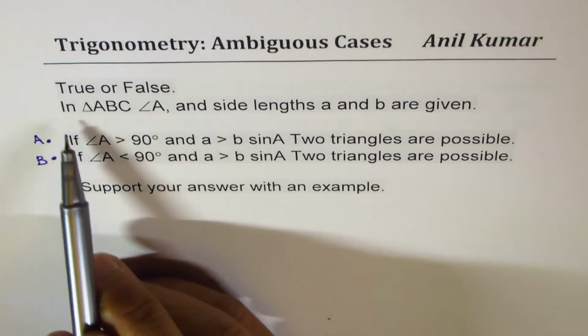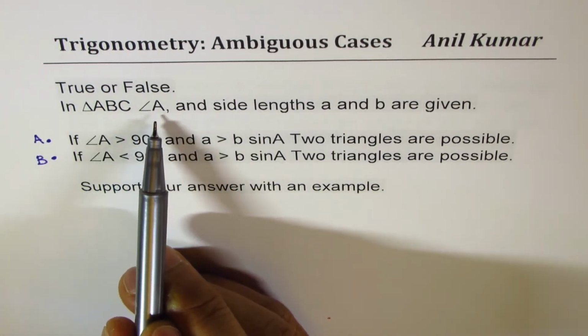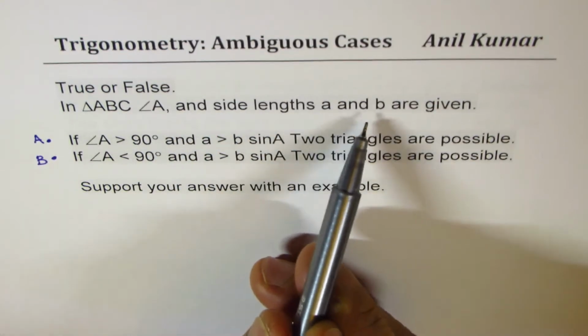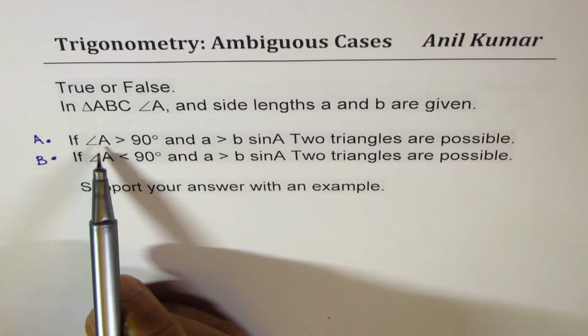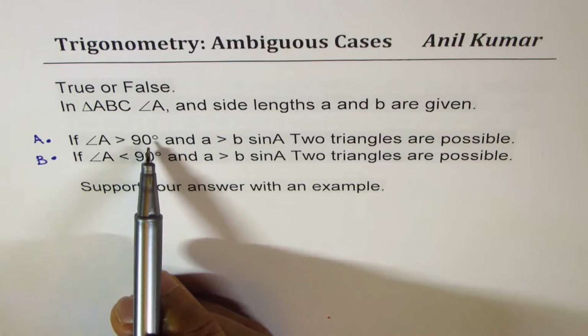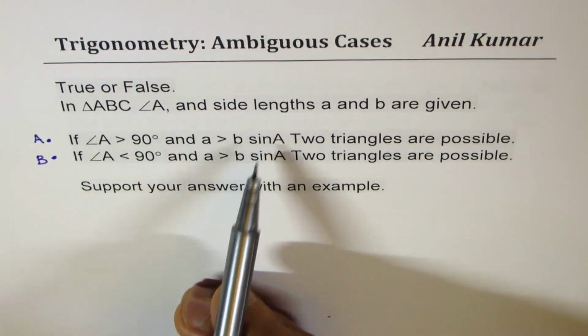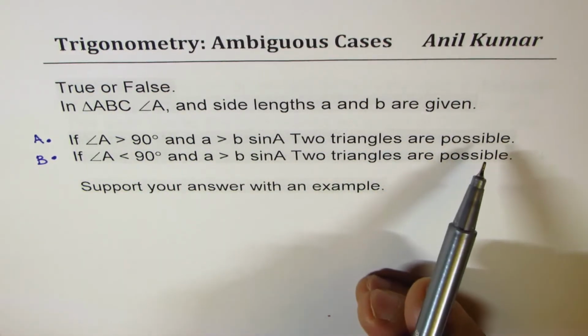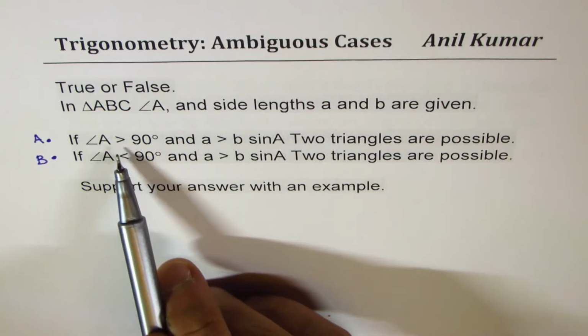True or false? In triangle ABC, angle A and side lengths a and b are given to you. If angle A is greater than 90 degrees and a is greater than b sine A, two triangles are possible. So we have to answer this question.